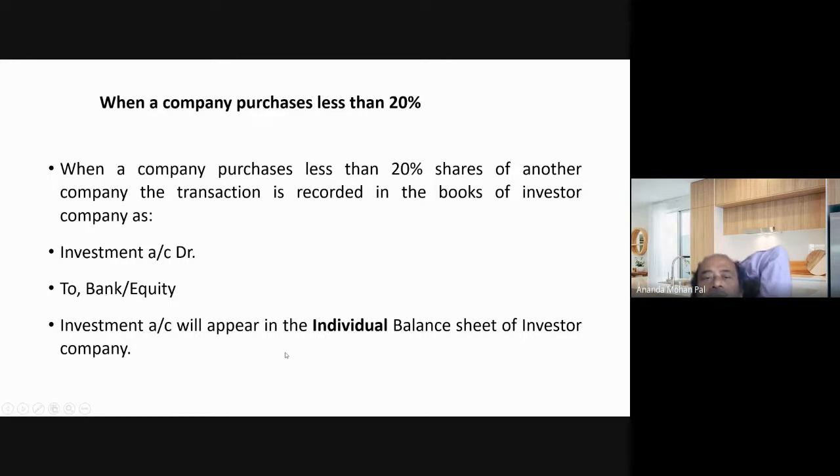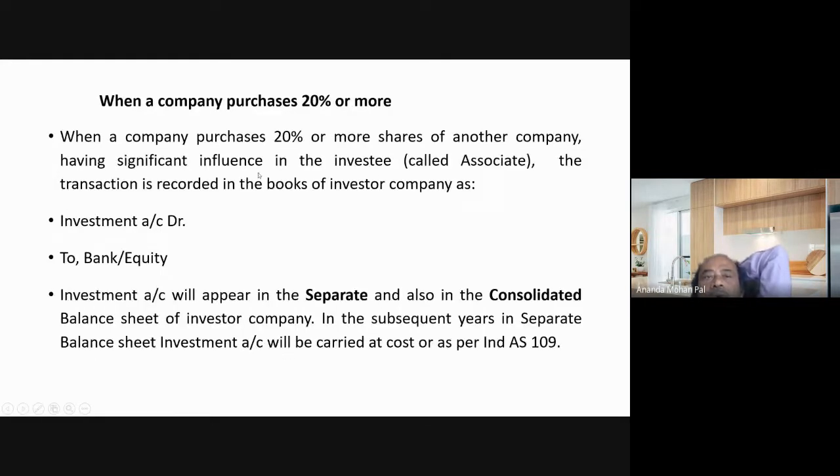Simple, no other thing. When a company purchases 20% or more and has significant influence, it has to be understood, or you have to assume or mention that 20% implies significant influence in the investee. Then investment account debit to bank and equity, same. The investment account would appear in the separate and also in the consolidated balance sheet, because a consolidated balance sheet would be required, and so a separate balance sheet would also be required.